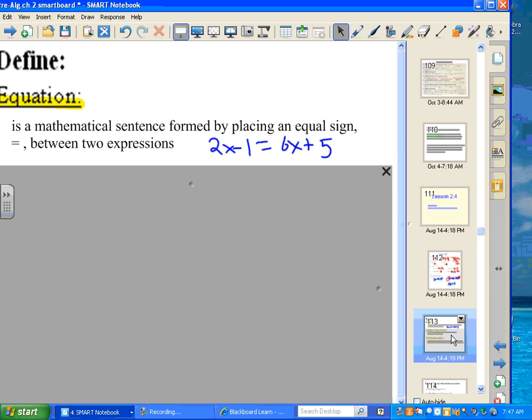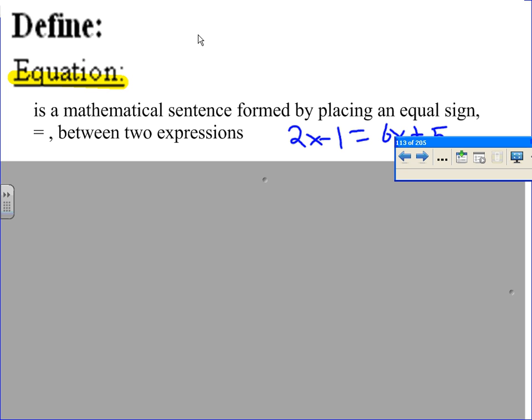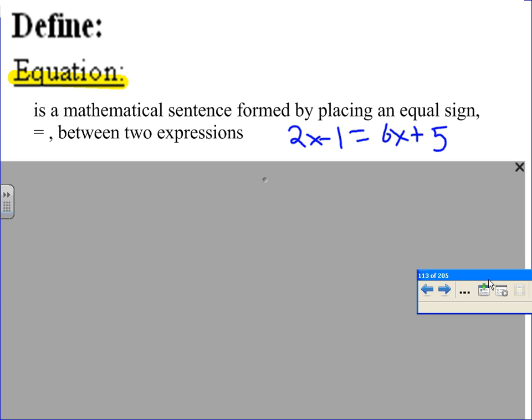Okay, let's go to definitions, and then I want to go to the last part of your warm-up. On page 11 where it says equation, let's start with that. The biggest difference between an equation and an expression is that an equation has an equal sign, either between two expressions or between an expression and a constant. It's a mathematical sentence formed by placing an equal sign between two expressions.